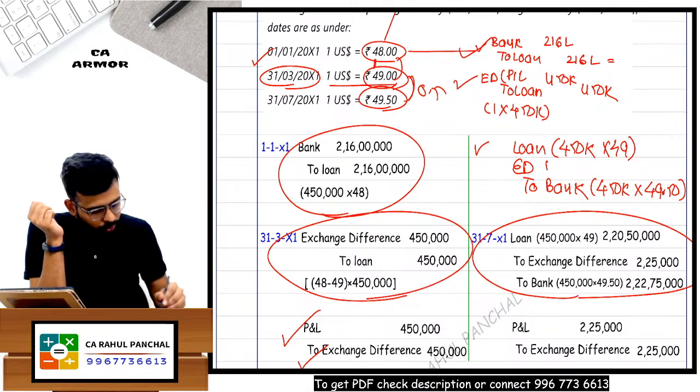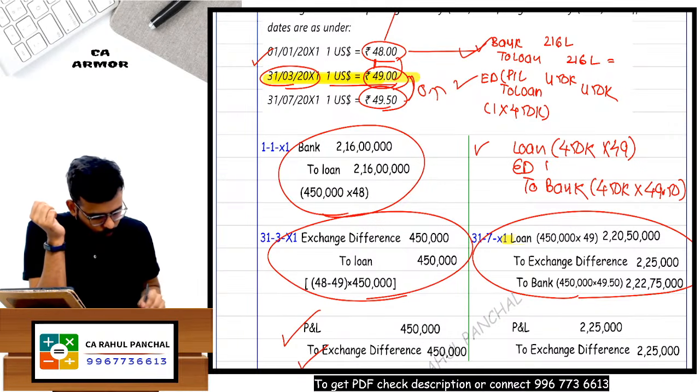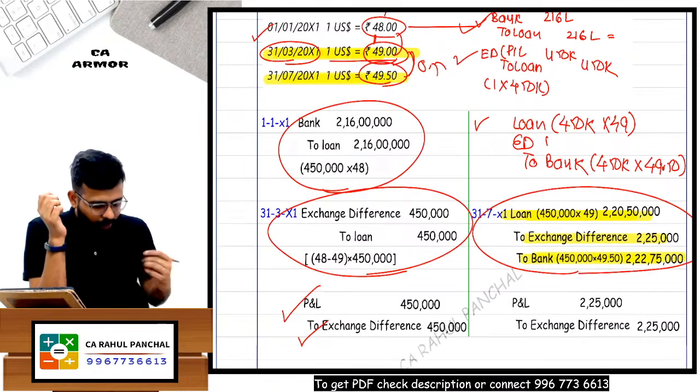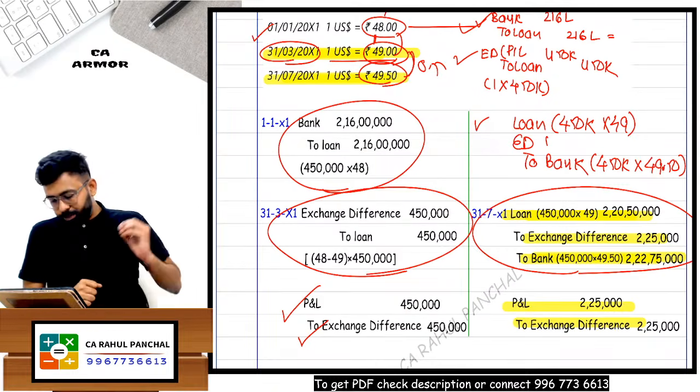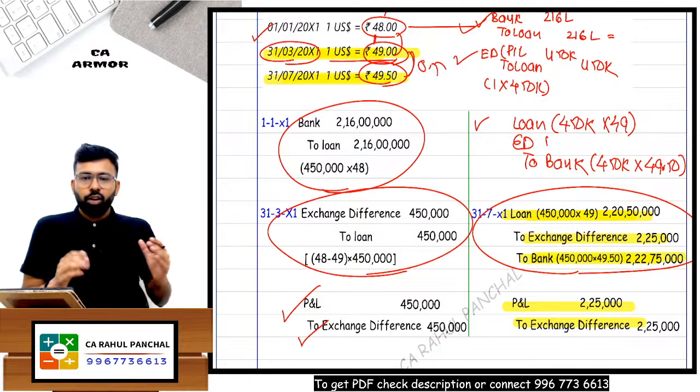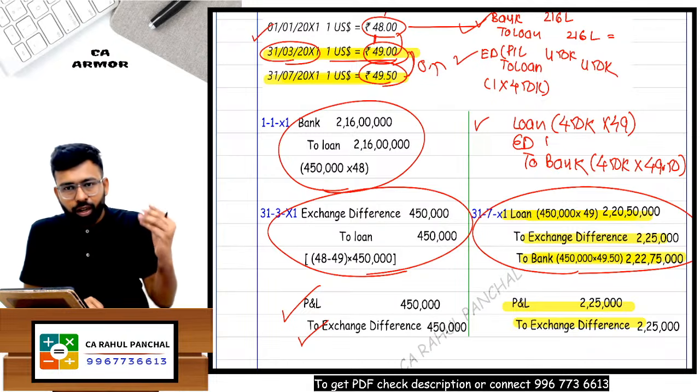You just wrote this: the loan was appearing at this price, you made the payment at this price, and there is the exchange difference. And whatever is the exchange difference, that has been transferred to the P&L account. I hope the things are very much clear over here.